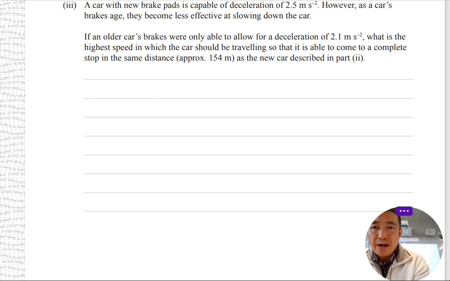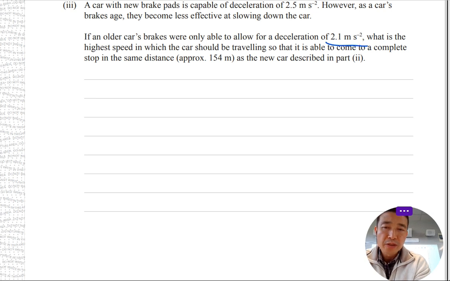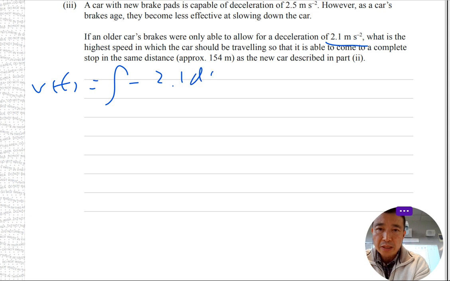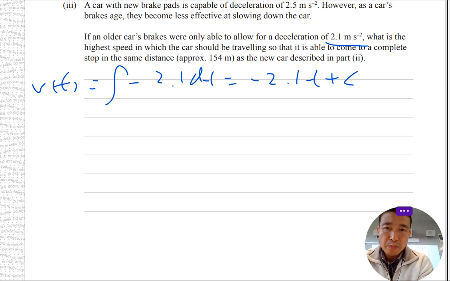So first of all, we have to find v of t, don't we? So from deceleration 2.1, v of t equals the integral of negative 2.1 dt, right? And it comes out to minus 2.1 t plus c. Now, the reason why I put negative is because it's deceleration.